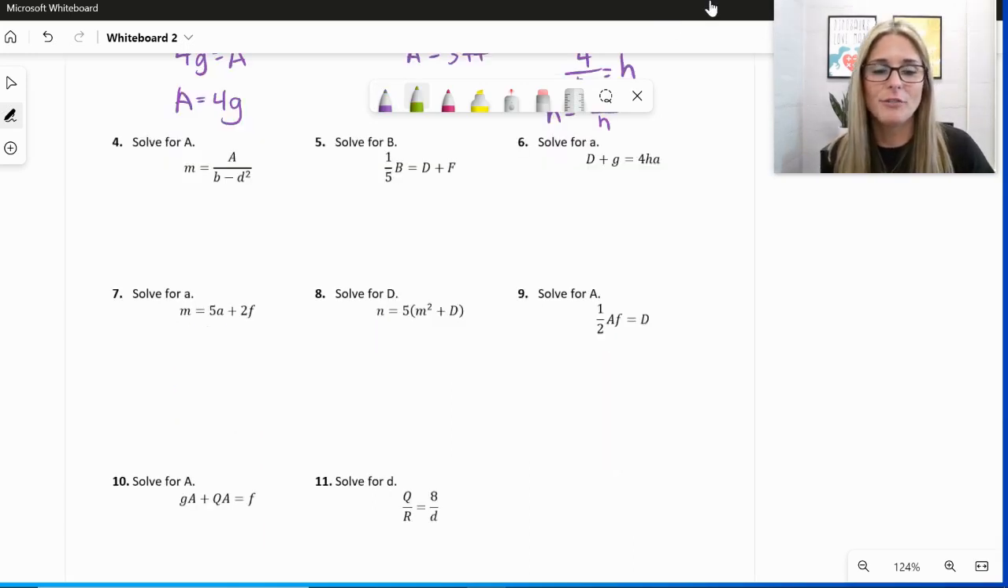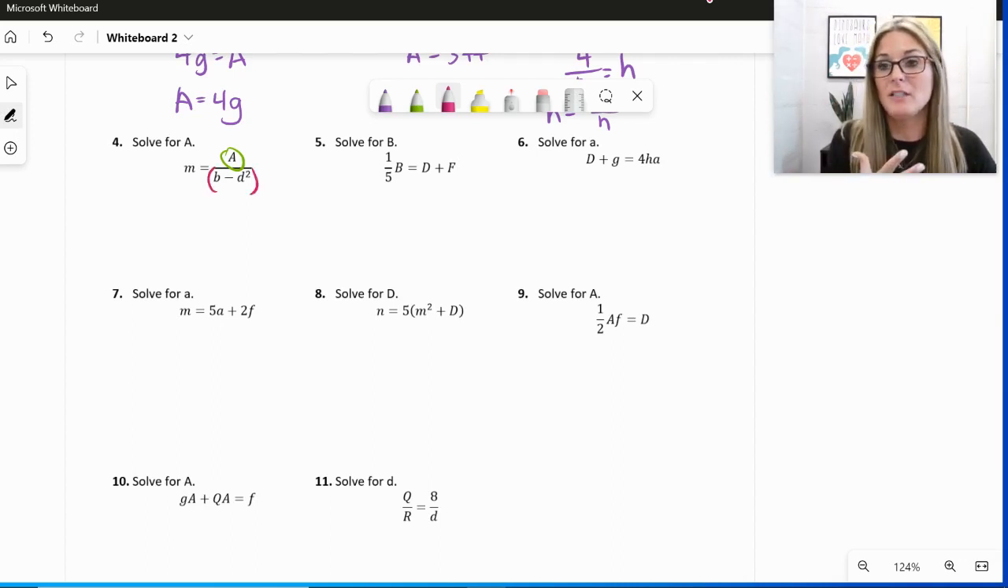Number 4, we're going to solve for capital letter A. Our equation says M equals A divided by B minus D squared. Now, A is being divided by all of that. So I'm going to add some parentheses just to emphasize that it's being divided by all of that. All of that is technically a group. And now that I've added the parentheses, maybe you can see that this could be an easier problem than you initially thought.